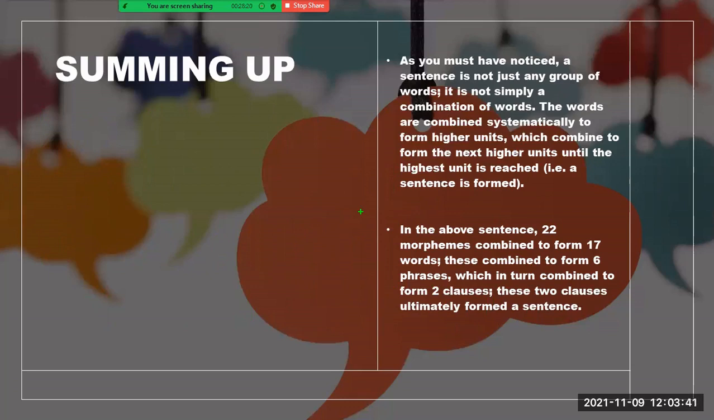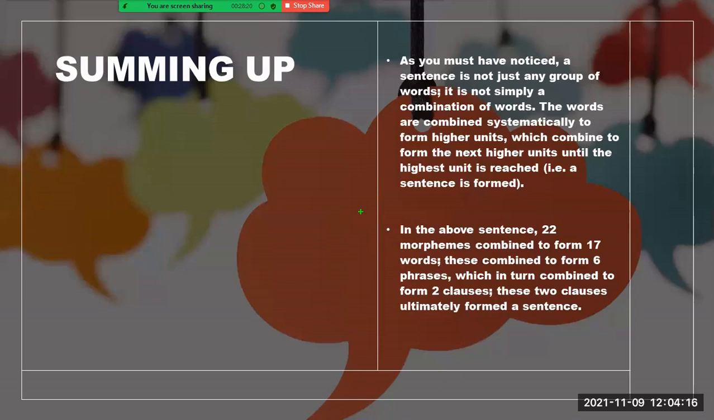You will find what the English grammar entails. And one of the things that the English grammar entails is the correct arrangement of words. So you can see that a sentence is not just a group of words, and it is not simply a combination of words. You will notice that the words are combined systematically to form higher units, which combine to form the next higher unit until the highest unit is reached, and that is how a sentence is formed, all right? Just as I have shown you in today's video.